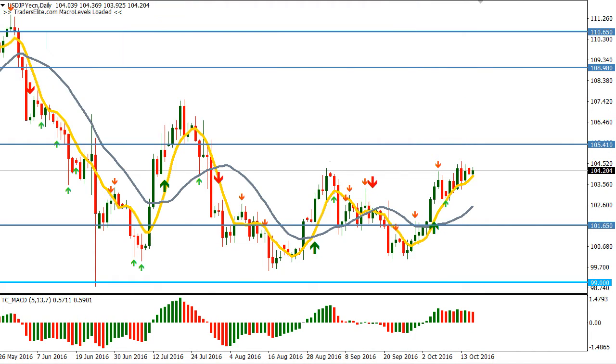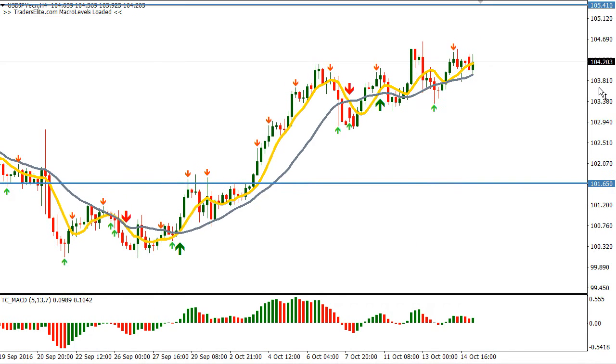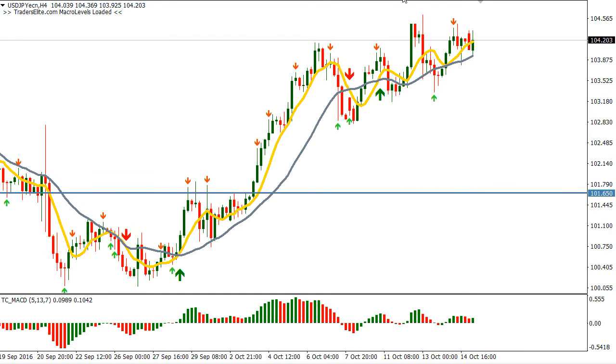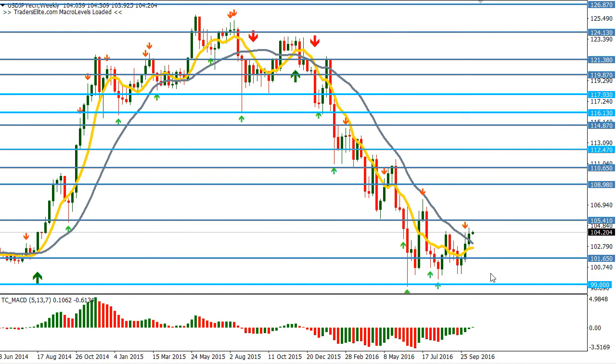On the daily, we are in an upward trend trade, and on the 4-hour, we also are. So we could see that over the coming session. And if it busts through 105.41, then that could see further rises up to 108.98 or above. And if it does eventuate, and we do see, this time next week, a new trend setup having been formed, then we could see some nice rally in the dollar yen for the remainder of the year potentially.